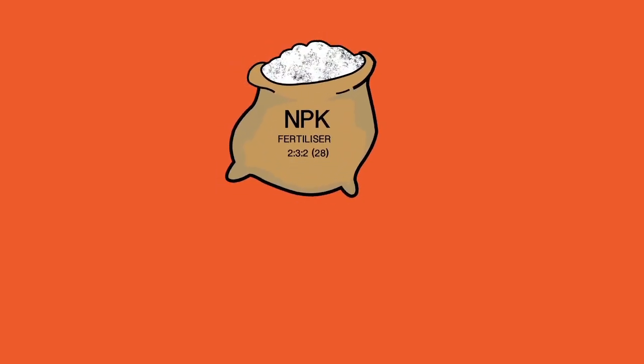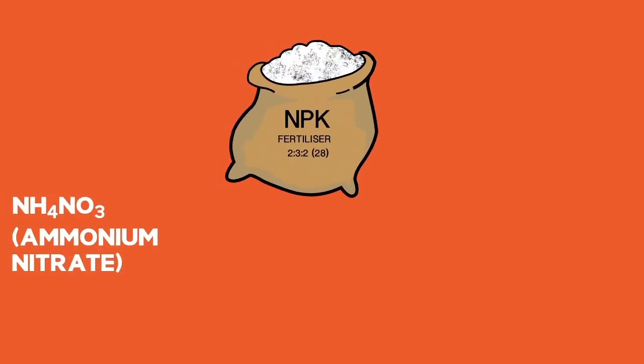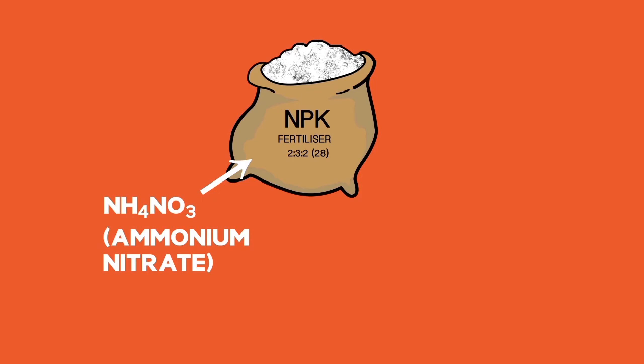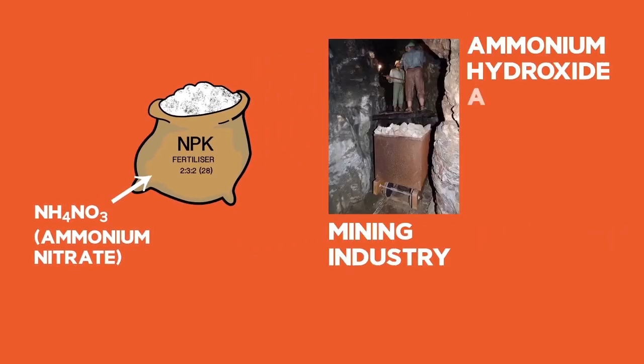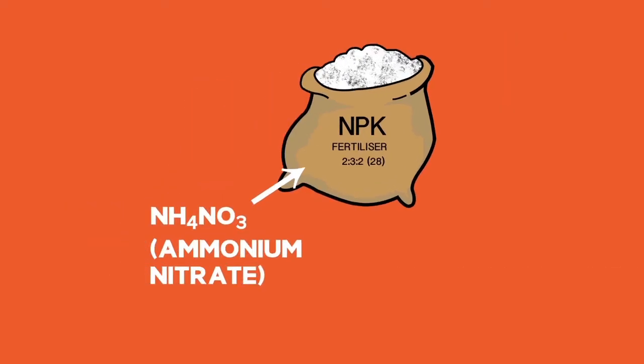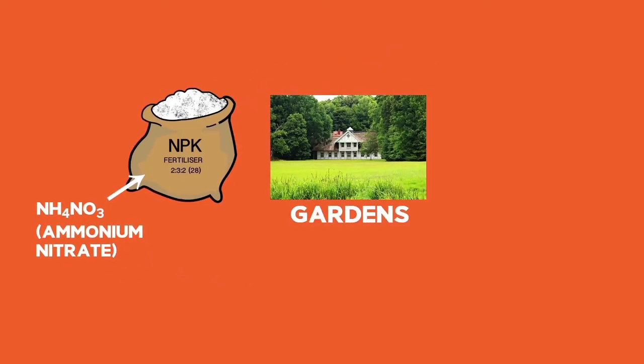The largest bulk fertilizer produced is called ammonium nitrate. This has 35% nitrogen and is an excellent and cheap explosive for the mining industry. It's made from ammonium hydroxide and nitric acid. These fertilizers are often combined in a variety of ratios to make up the NPK and other fertilizers used in gardens and farms.